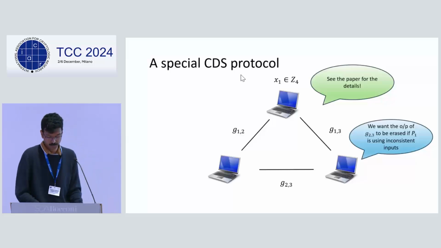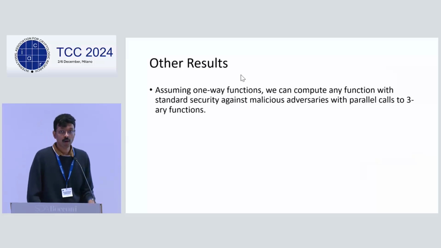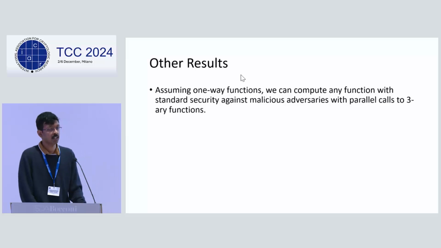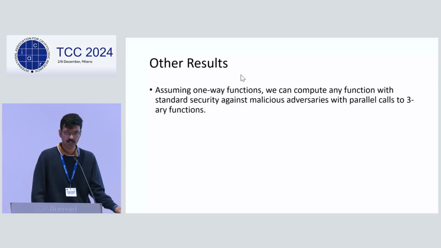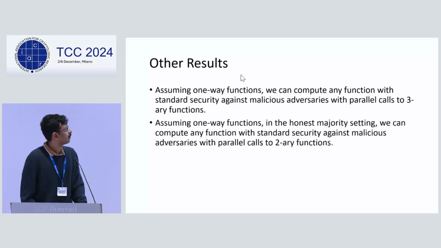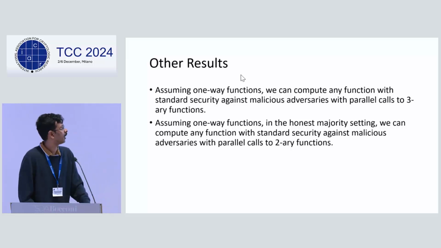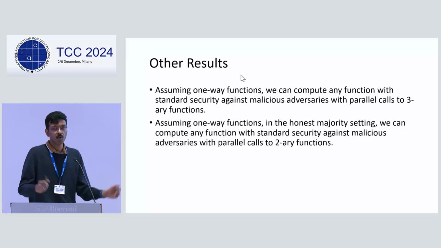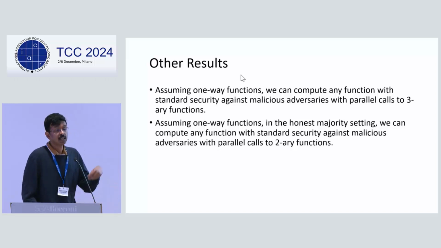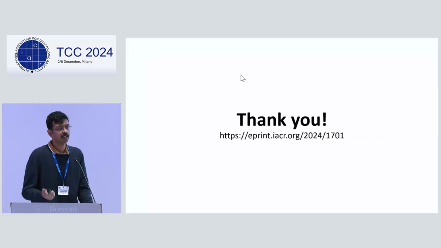For the CDS protocol, look into the paper. Some of the other results that we have in the paper are that, assuming one-way functions, we show that every function can be securely computed against malicious adversaries with parallel calls to 3-ary functions rather than 2-ary. We also show that, assuming just one-way functions, in the honest majority setting, we can construct a similar protocol against malicious adversaries. One of the open problems is to construct a protocol in the dishonest majority setting, assuming just one-way functions, with parallel calls to 2-ary functions. That's it. Thank you for your attention.